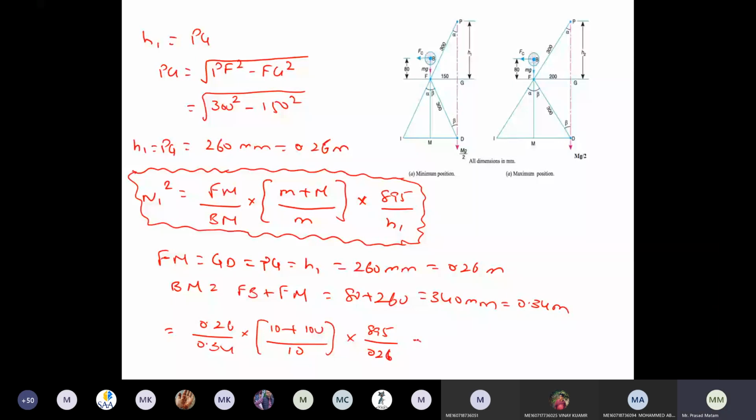What is the answer we are getting? N1 square, this total term. So from this, give the N1 value. Right, 170 RPM someone has given. Rule number 6. Good. 170. First, right, 170 RPM we are getting. So this we have to find from the minimum position diagram. I am writing here.